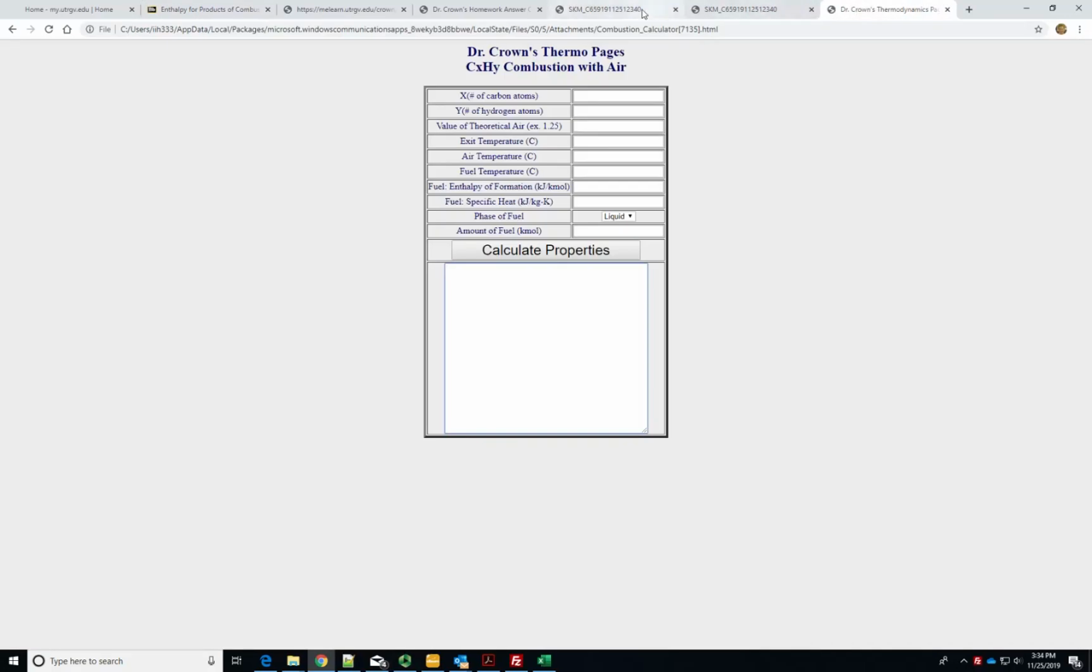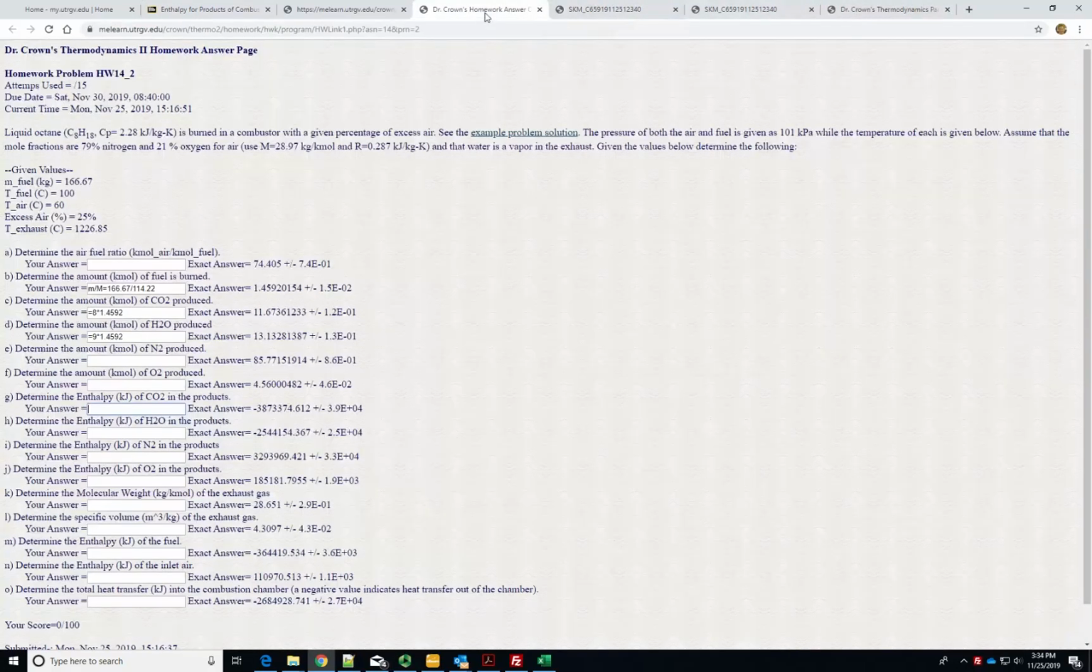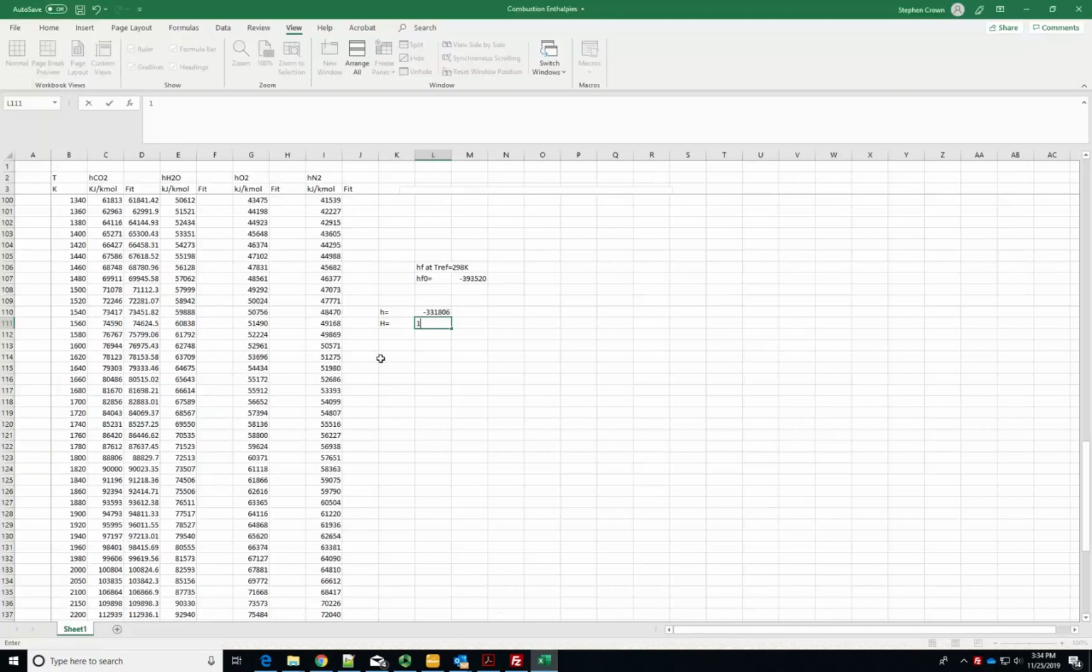If I can find the page again. We had for CO2 11.6736 times this enthalpy, and we'll get a large number here. This is 3,873,000, and that will be the answer for G.